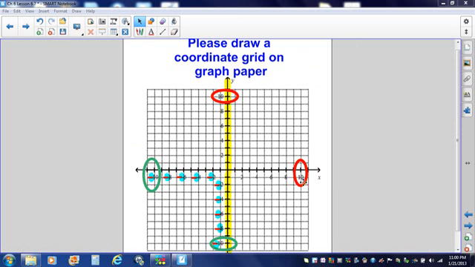You should receive a piece of graph paper from the substitute. What I would like you to do is please draw yourself a coordinate grid on the graph paper for your notes today. Go right 10, up 10, left to negative 10, and down to negative 10. So please take a moment. On the piece of graph paper you receive from the substitute, draw yourself a coordinate grid. Go to the right 10, up 10, left to negative 10, and down to negative 10.